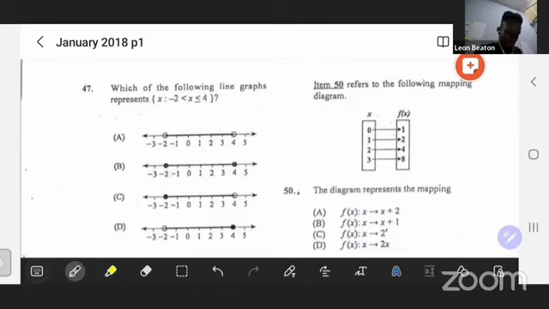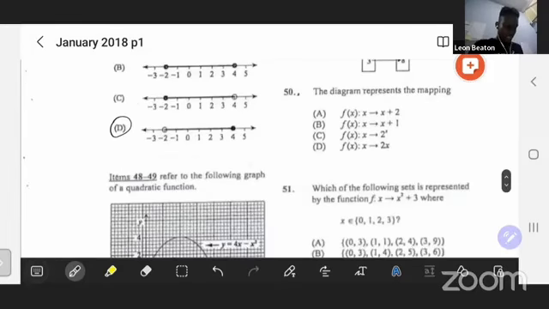It cannot be B because if you look here, it's shaded, and x is just less than, not less than or equal to. When it's less than, you don't shade the circle. When it's less than or equal to, then you shade the circle. More than or equal to, you shade the circle. So it's D.